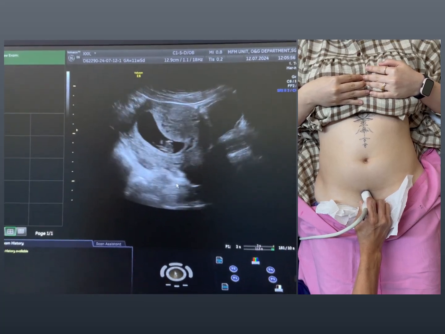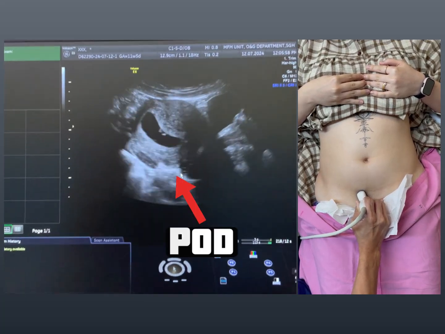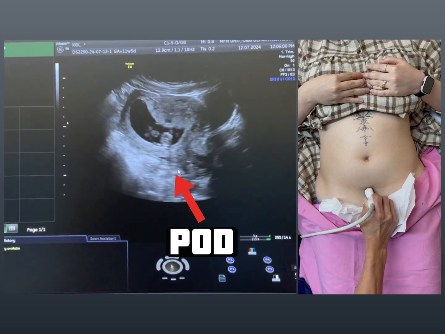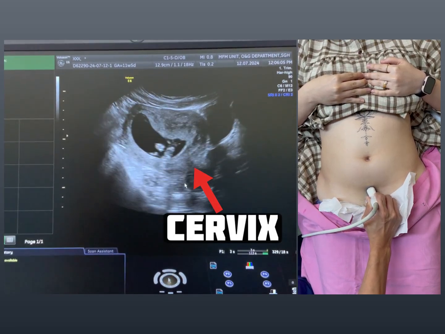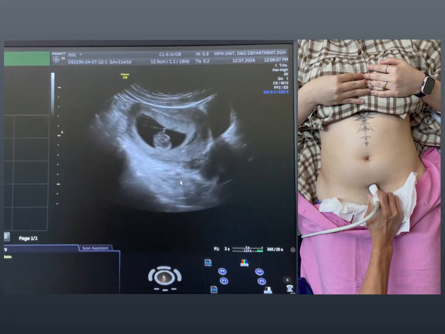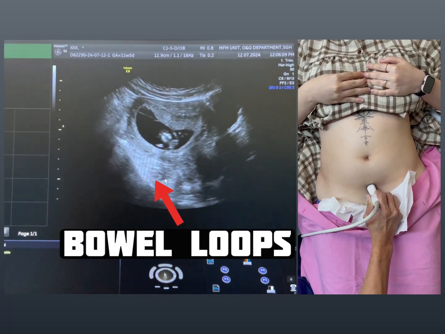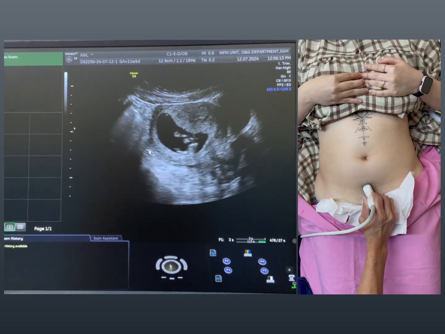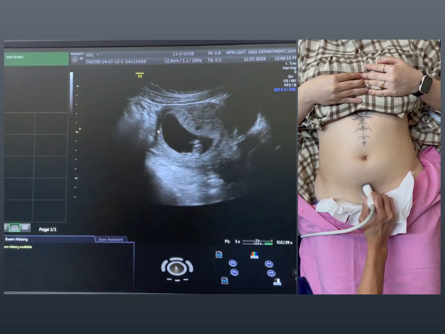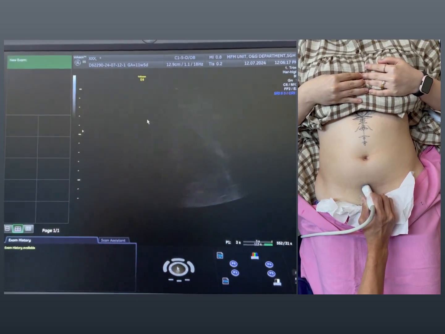You're going to look over here to look for whether there's any collection in the POD, particularly when women are lying down. You can see the cervix here perfectly, and there's no collection behind. Those are loops of bowel there. Sometimes you can see movement. So fine, there's no collection around the POD, there's no collection around the uterus, because if there's fluid around here, you will see the uterus outline being much better.